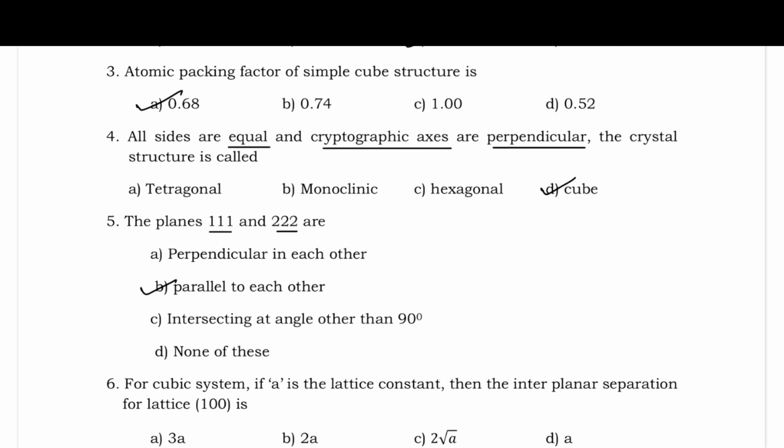Question 6. For a cubic system, if a is the lattice constant, then the interplanar spacing for the lattice plane 100 is? The interplanar spacing formula is d equals a by under root h square plus k square plus l square. With Miller indices 1, 0, 0, it is 1 square plus 0 square plus 0 square. So this value is equal to a. So the answer is D.